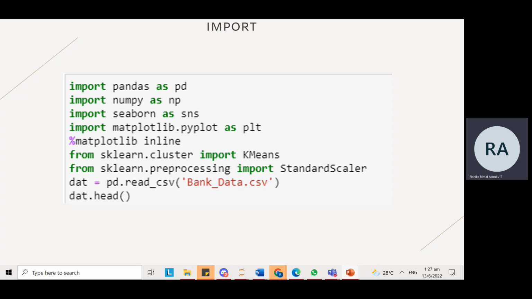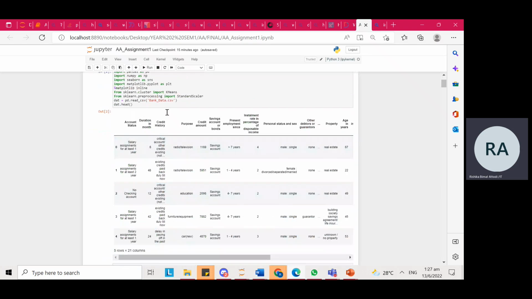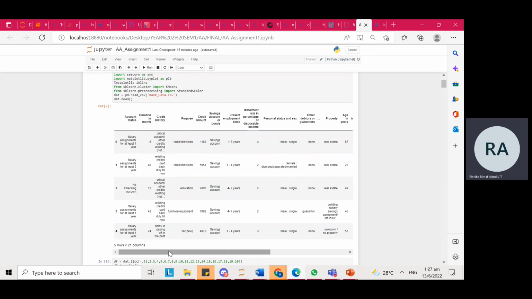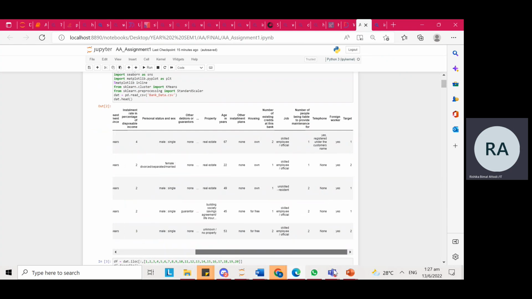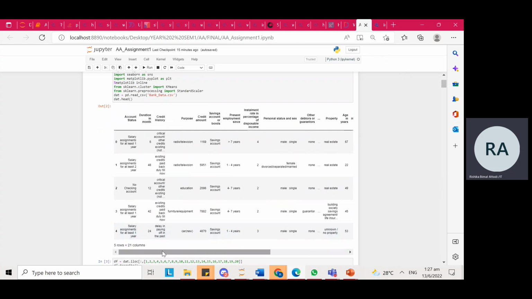I imported certain libraries: pd, sns, plt, and then StandardScaler. Then I read the CSV file, and then I used data dot head. Data dot head lets me attain all the information available in the CSV file in a summarized manner, up to only four rows.